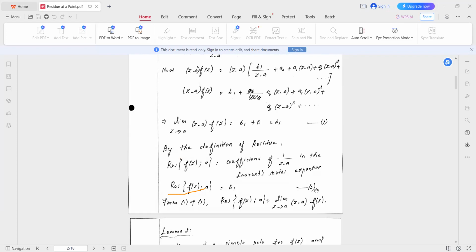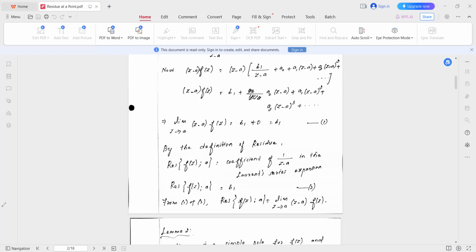So now we have to show that this b1 is equal to limit z tends to a, z minus a into f of z. If they are equal, then instead of b1, we can write it as residue of f of z at a. Okay, so our aim is to show that the limit z tends to a, z minus a into f of z is equal to b1.